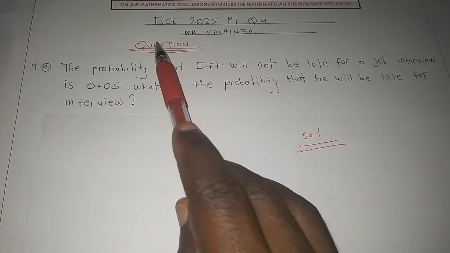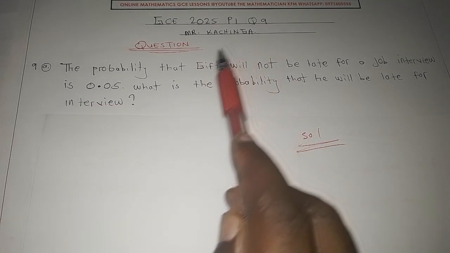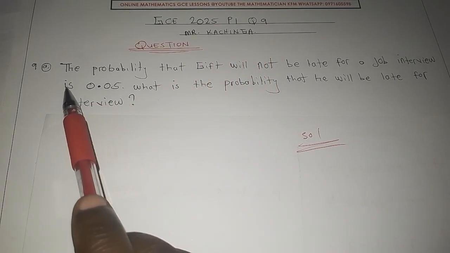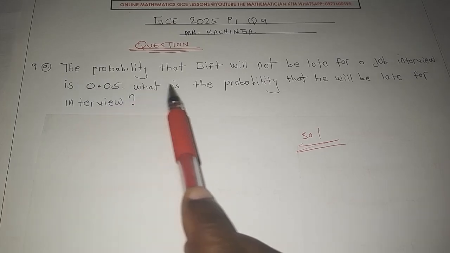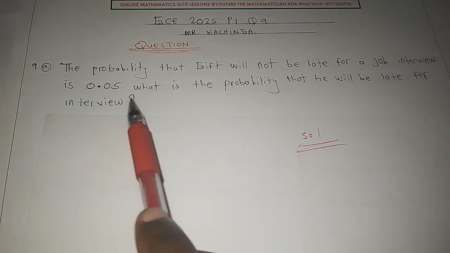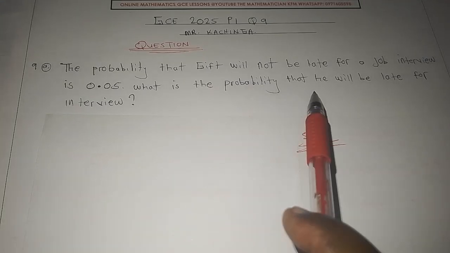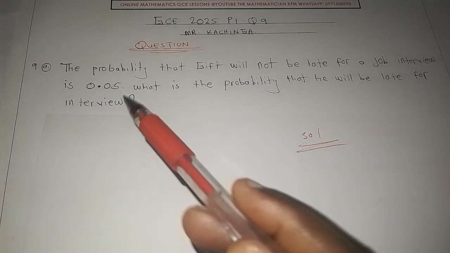It's coming from GCE 2025 paper 1 question 9. So we have this question here. The probability that Gift will not be late for a job interview is 0.5. What is the probability that he will be late for interview?